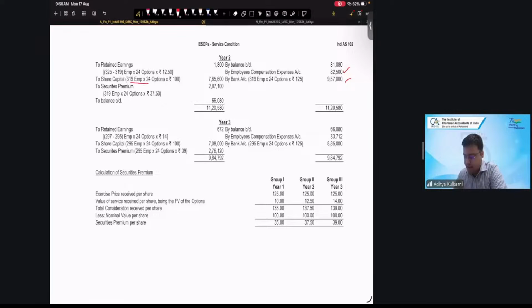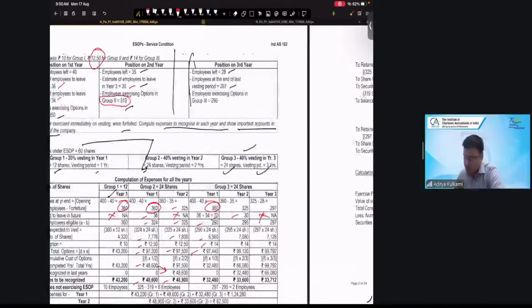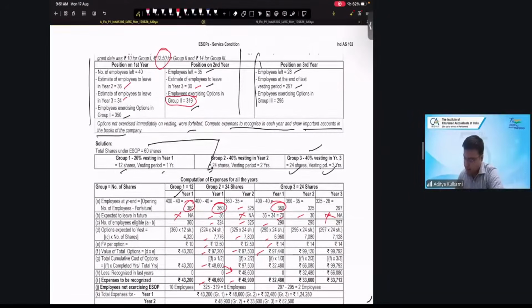So 319 into 24 into 100, 765,600 into 24 into 37.5, 287,100. This is the premium calculation. 125 plus 12.5, 137 less nominal value. So that becomes your premium. So 287,100. Now, out of 325 employees, how did I get 325?